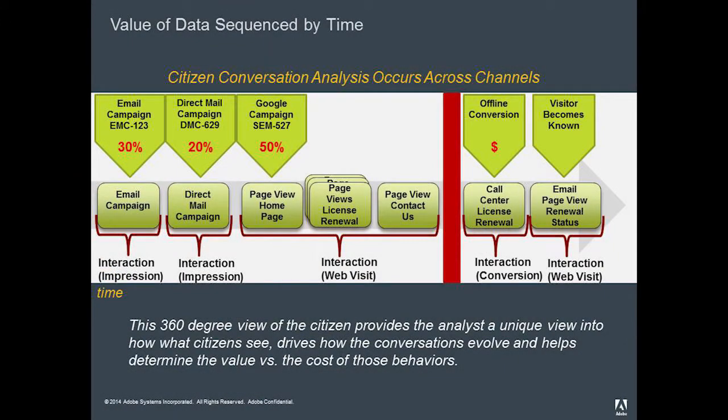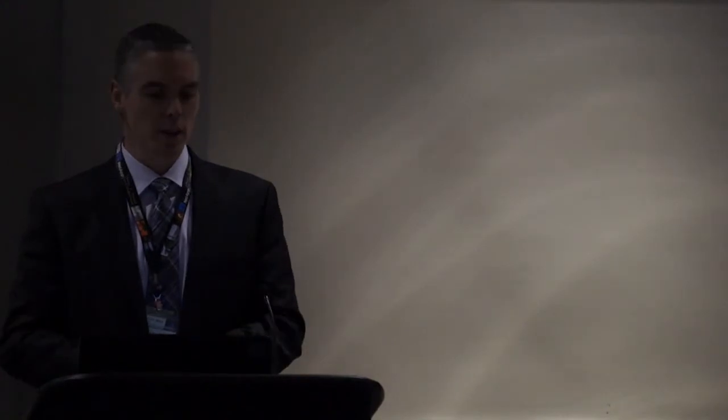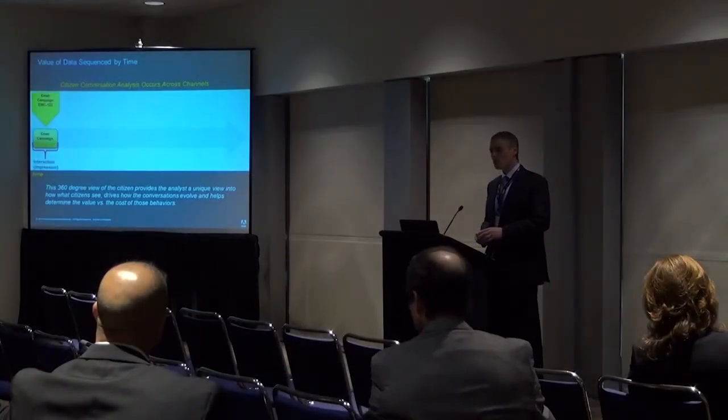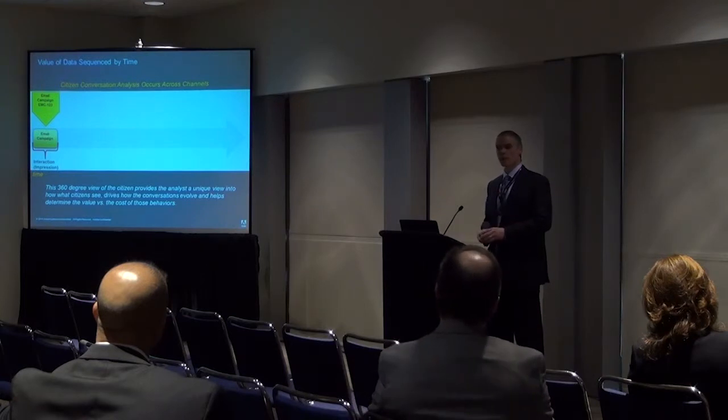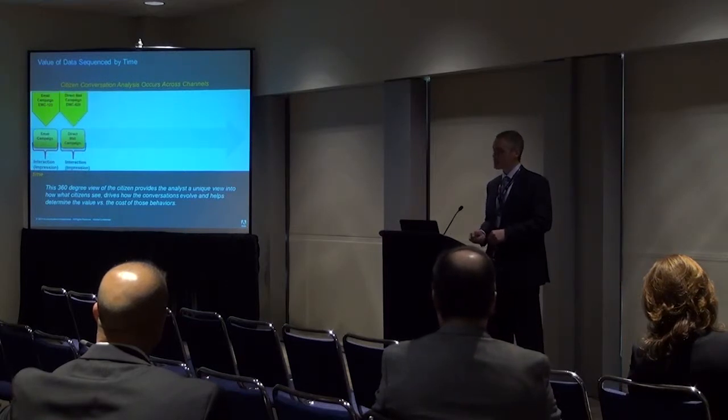Let's go through a scenario. Let's think of a citizen who's been sent an email campaign. In this case, the example is going to be kind of DMV related, so somebody who wants to renew their license. Maybe they're sent an email campaign that tells them that they can renew their license online if they'd like to. Maybe a couple days later, they're sent a direct mail piece that, again, tells them that they can renew their license online if they'd like.